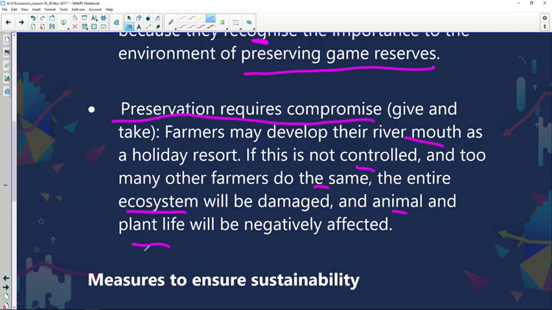So it's okay for a small group of farmers to do this and develop their river mouth and make it a holiday resort. But if all the farmers do this, it is going to have a negative impact on our ecosystem. The well-being of the animal and plant life will be negatively affected by this decision. So it's important to have some regulation in these different structures or developments.